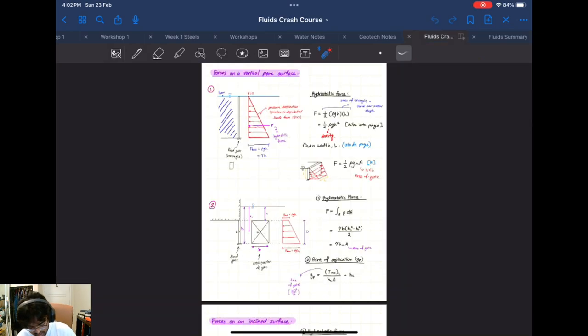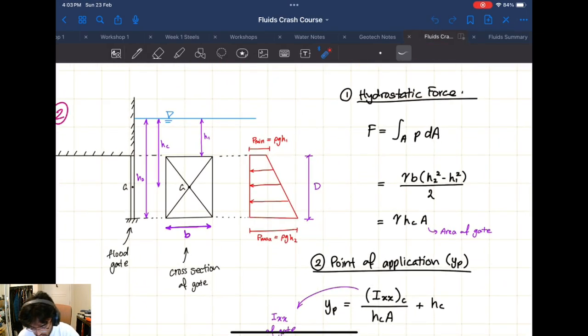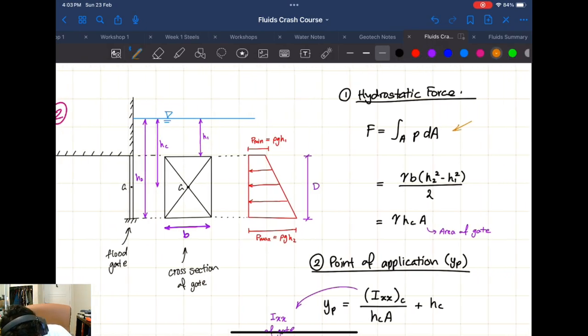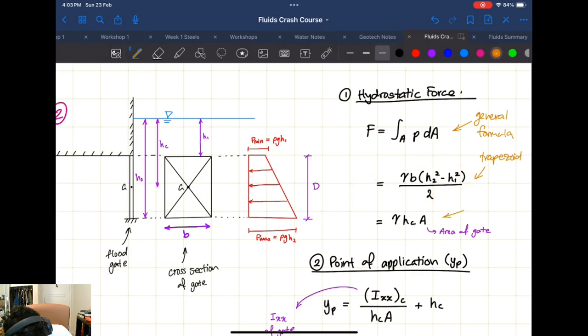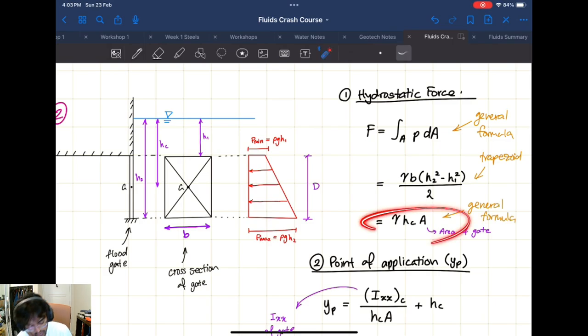So there's a few formulas that are actually given in the lecture. This one is our general formula, so that's if you want to do some integration, but in most cases you don't have to. This is for a trapezoid. So for something like this, you can just straight up use this formula and you'll get it correct. And this is another general formula that I like to always use. This formula has never failed me.